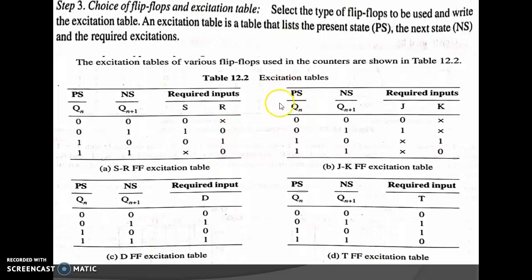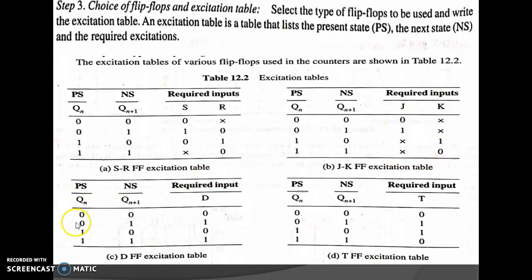Next is JK flip-flop. Present state, next state, both values 0. This time J value 0, K value cross. Present state value 0, next state value 1. This time J value 1, K value cross. Present state value 1, next state value 0. This time J value cross, K value 1. Present state, next state, both value 1. This time J value cross, K value 0.